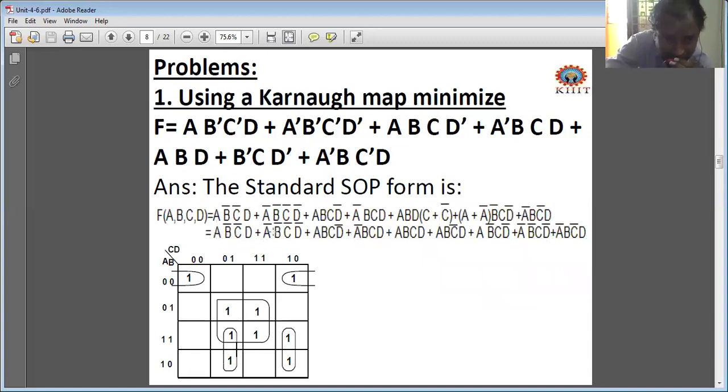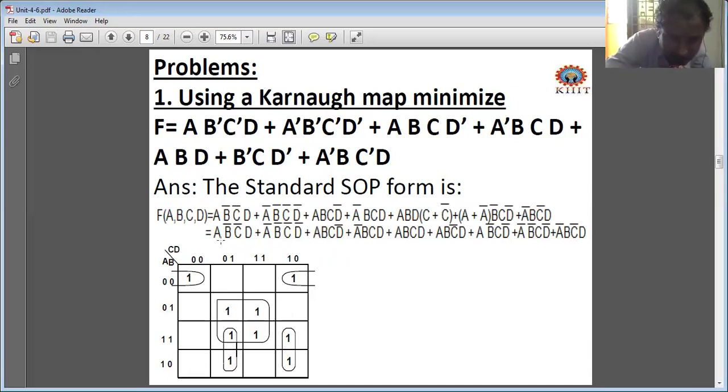A, B bar, C bar, D plus A bar, B bar, C bar, D bar plus A, B, C, D bar plus A bar, B, C, D plus A, B, C, D plus A, B, C bar, D plus A, B bar, C, D bar plus A bar, B bar, C bar, D bar, C, D bar plus A bar, B, C bar, D. Okay, so from this you can write this.